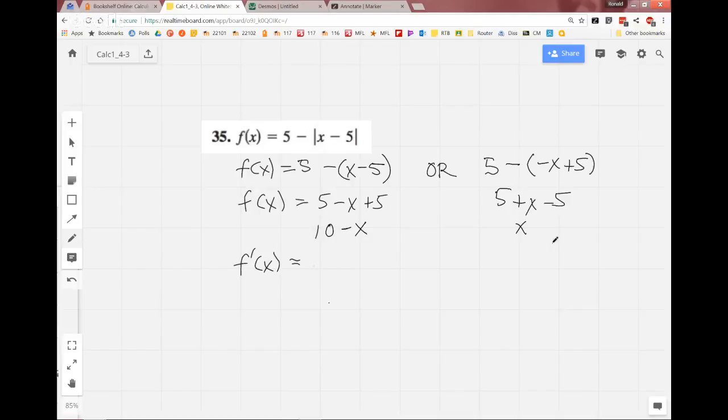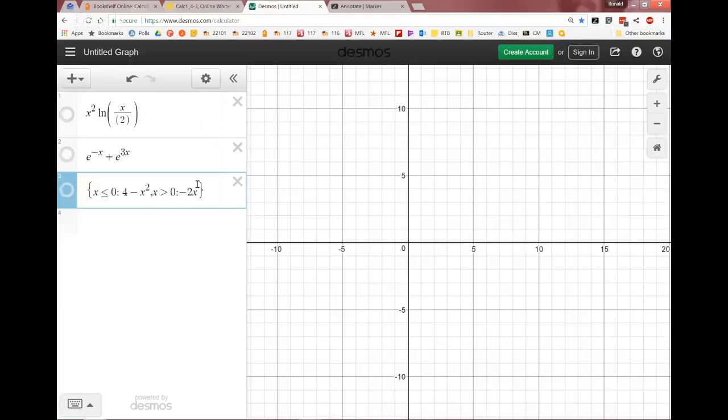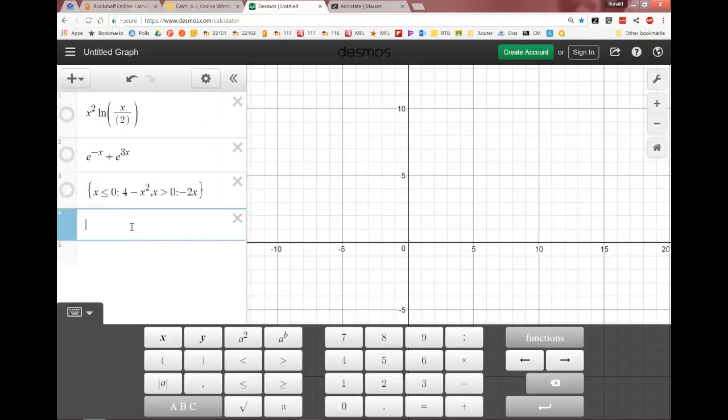Okay, the derivative, where was I? So the derivative of this is just what? Negative 1. And the derivative of this one is just 1. Okay, so we've got these two derivatives. Let's take a look at the graph. 5 minus the absolute value of x minus 5.